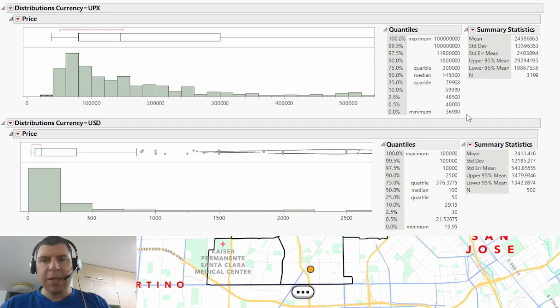The minimum UPIX sale price is 36,990 UPIX, and this minimum is actually the floor price. It is the lowest price that someone is selling a property for UPIX in the city of Santa Clara. The problem that I have with the floor price is that we don't actually know how many properties are at that exact number. There could be only one property that is being sold for 36,990 UPIX, or there could be 100 properties being sold at that price.